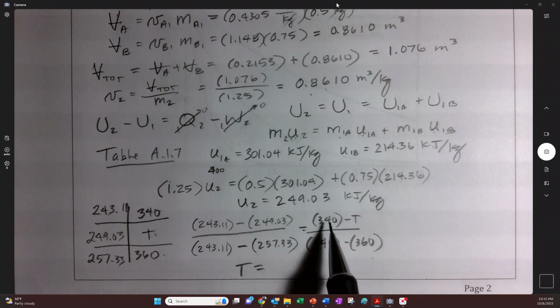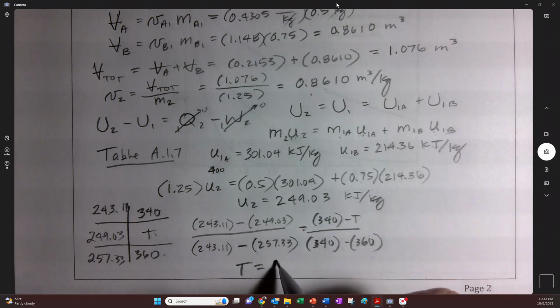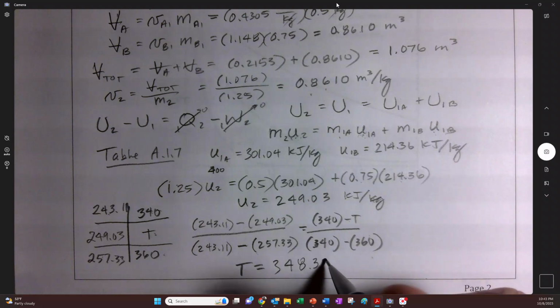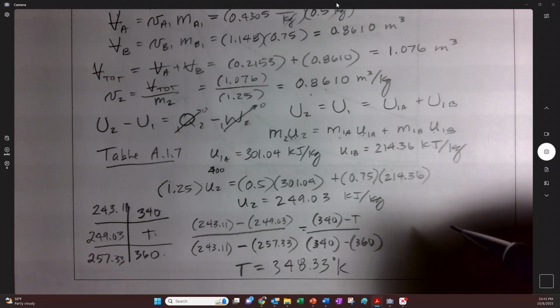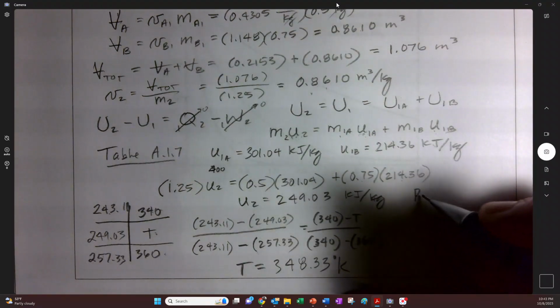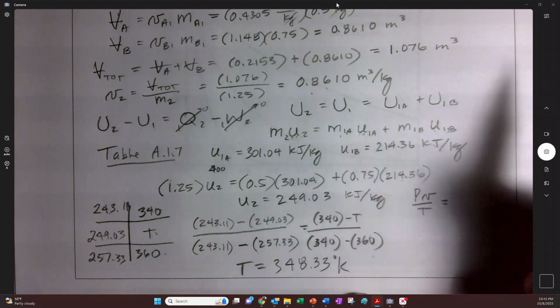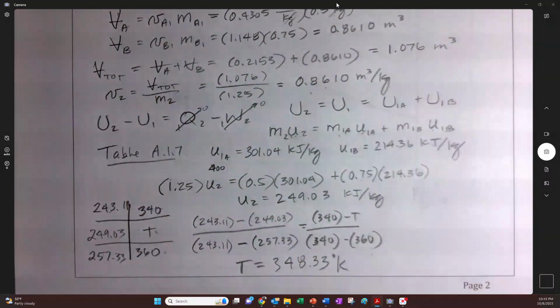All right, and then we can subtract 340 from negative. There, boom. And we end up with negative 348. Yeah, negative 348. But this is negative, so it can be positive 348.33 degrees Kelvin. And now you could also just go ahead and write PV over T is equal to, oh no, you couldn't do that. I'm sorry, silly man. That's why you can't do it, because it isn't just that.